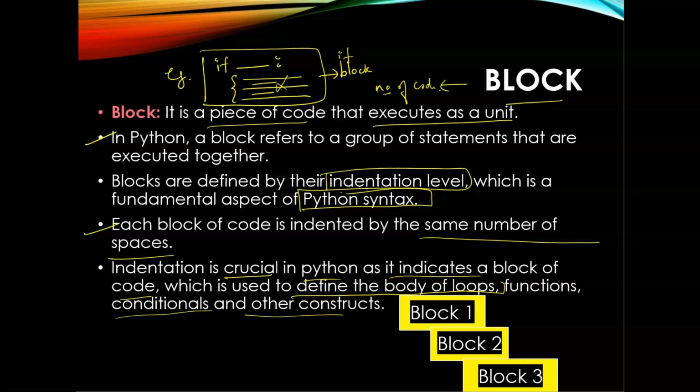Okay, see here, this is your block 1, this is your block 2, and this is your block 3. All these are indented line by line. Block 1 is the top level, the second level is block 2, and the third level is block 3. Each block will have some statements residing inside, indented to the same level of the program.